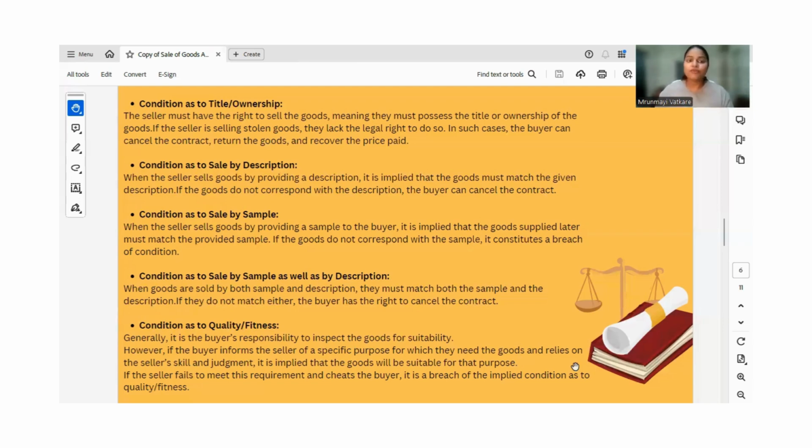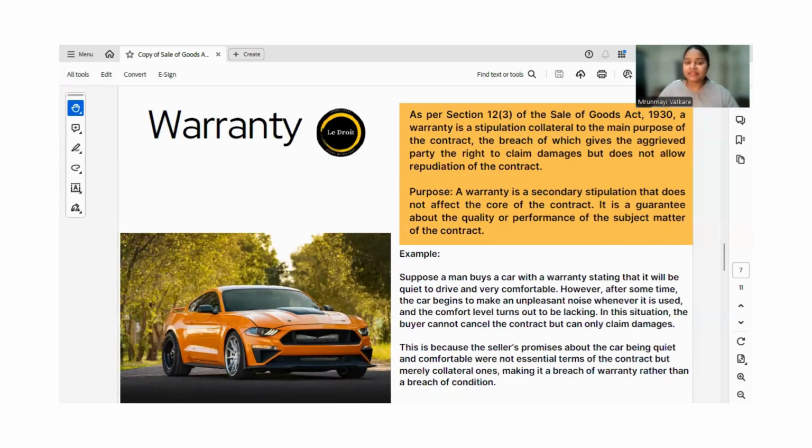Okay. Let's move forward and understand what are warranties. As I mentioned earlier, a warranty is a secondary stipulation. If breached, the buyer can only claim damages, not reject the goods. For example, let's say you buy a car that comes with a warranty stating that it will be quiet to drive. However, after a while, if you notice that the car makes an unusual noise, you can't cancel the contract, but you can claim damages for this breach of warranty.